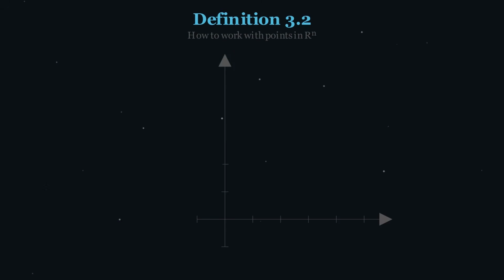Now, once we have these points in Rn, we need to know how to work with them. How do you add 2 points? How do you stretch one? How do you measure how long one is? Definition 3.2 gives us the rules. And honestly, they're beautifully simple.